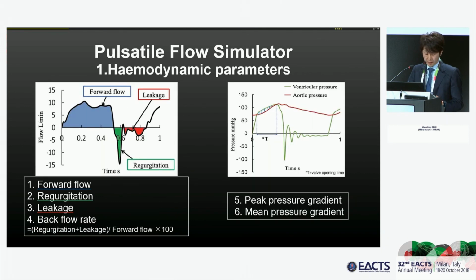Hemodynamic parameters assessed were forward flow, regurgitation, leakage, backflow rate, and peak and mean pressure gradient, as shown in the figure. Backflow rate was defined as retrograde flow divided by forward flow times 100. Pressure gradient was the gap between the left ventricle pressure and aortic pressure.